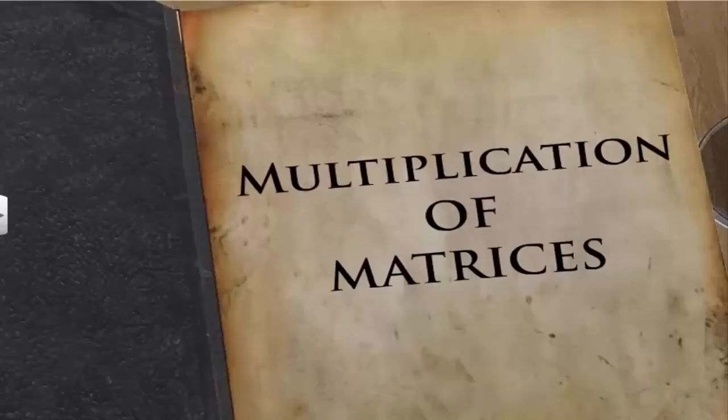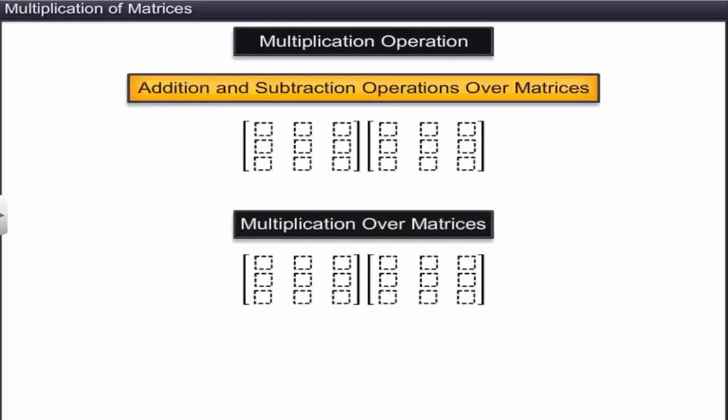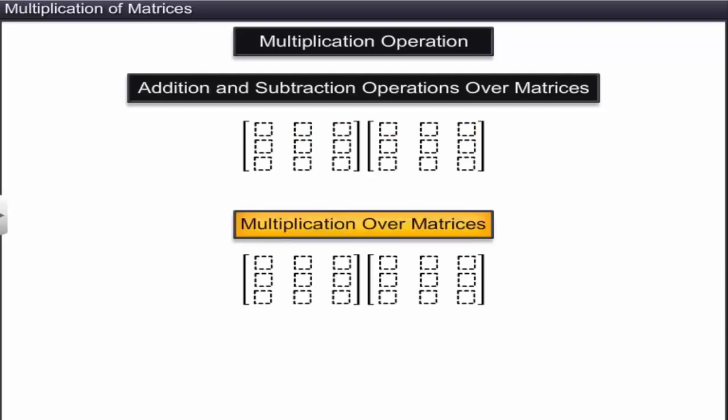In this module, you will learn about the multiplication operation over matrices. The multiplication of matrices is not similar to their addition or subtraction. In the addition and subtraction operations over matrices, we perform the operations element by element. In multiplication, however, we multiply the elements in a row of the first matrix by the elements in a column of the second matrix. Let's see the procedure.